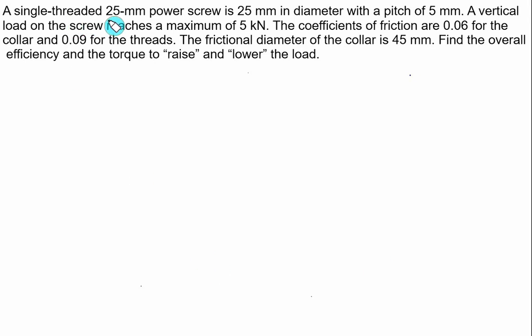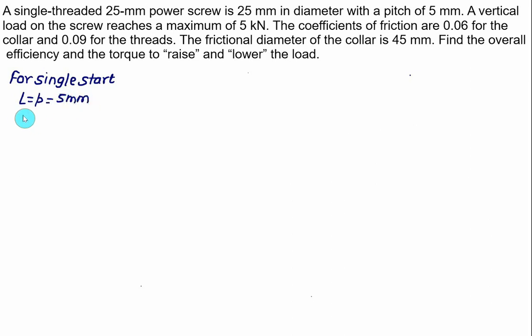A single threaded 25 mm power screw is 25 mm in diameter with a pitch of 5 mm. So we have to take this value of 25 mm equal to DO and pitch equal to 5 mm. From this we can calculate the mean diameter, which is DO minus P by 2. We have given here the single start thread, therefore pitch is the same as lead. So for single start, lead is equal to pitch, which is 5 mm.